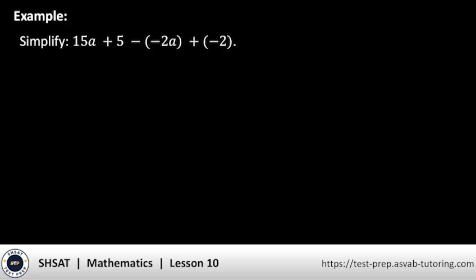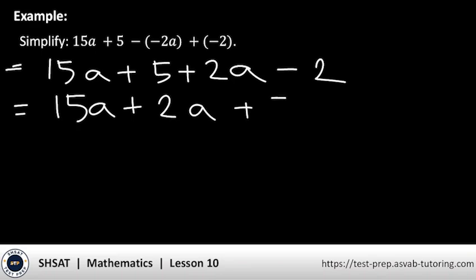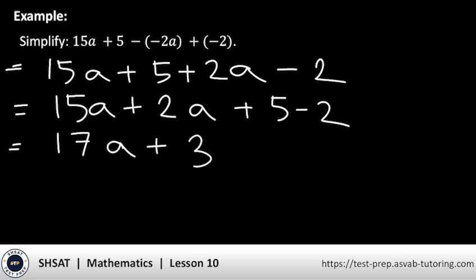15a plus 5 minus, parentheses, 2a plus minus 2. Of course, we need to break the parentheses here. So that's 15a plus 5. Minus and minus makes plus, so it's going to be plus 2a. Minus and plus makes minus, so that's minus 2. Now let's put the a's together. So that means it's 15a plus 2a. Now let's put the numbers together. So that's 5 minus 2. 15a plus 2a is 17a. 5 minus 2 is 3. So that's 17a plus 3.